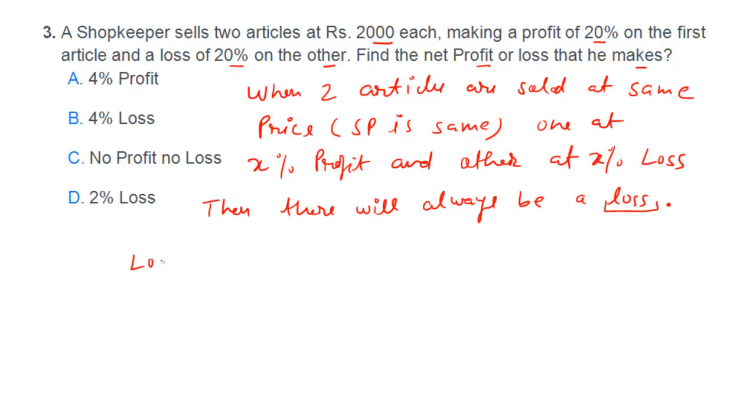And this loss percent will be (X divided by 10) square, this much percent loss. So we can apply this formula, because this question satisfies this condition, and accordingly we can find it. X is given as 20, divided by 10 is 2, square is 4. So 4% loss is the answer. Option B is correct.